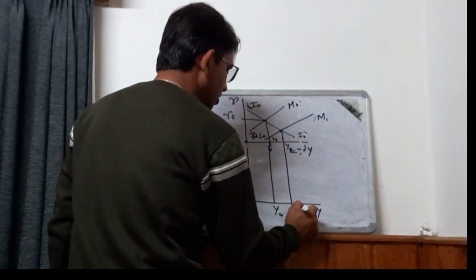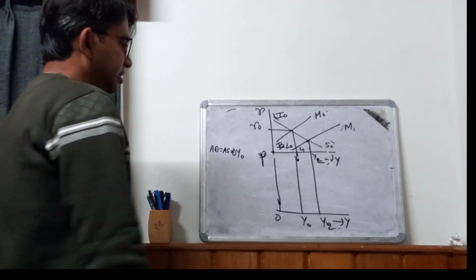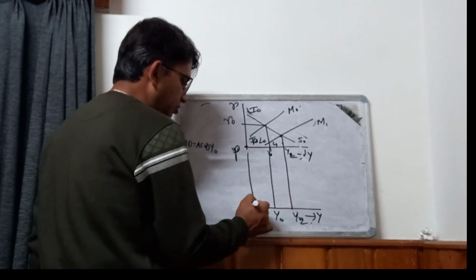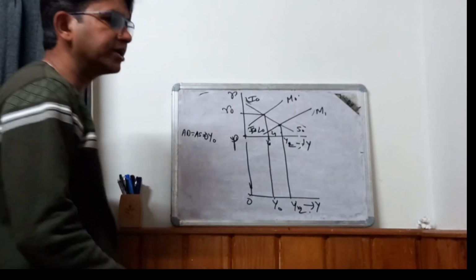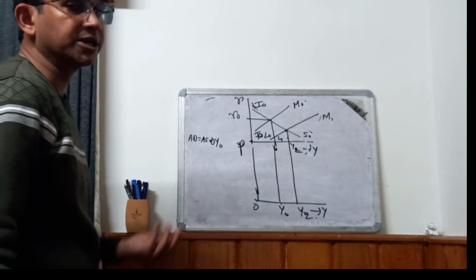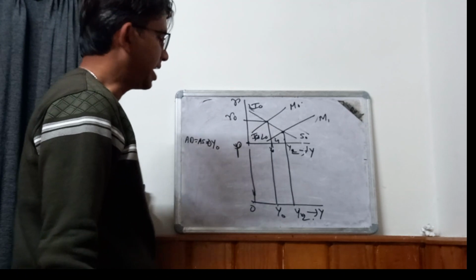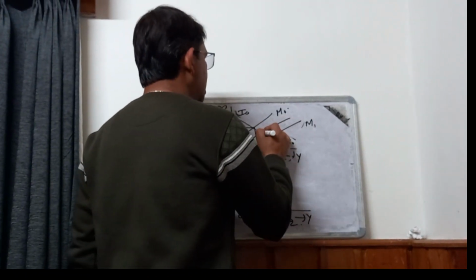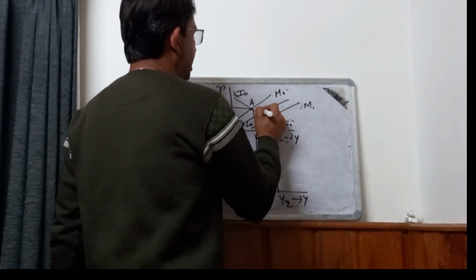OY2, okay. We write OY2. But what we see here, right now aggregate demand is OY2, aggregate supply is OY0. So Y0, Y2 indicates excess demand situation in the economy, inflationary situation. Price will start to rise and LM curve will shift leftward. So this is the point. So we can write here A, point B and point C.